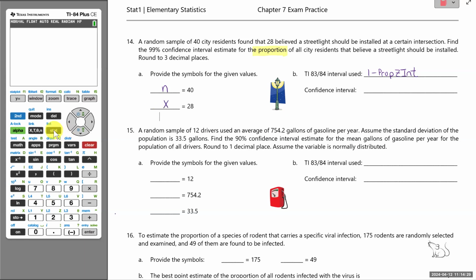So our stat, tests, and I'm just going to scroll down here to my 1 proportion Z interval, enter, and then X goes first, so 28, and then N next, 40, and our confidence level 99%, so that will be 0.99, and calculate.